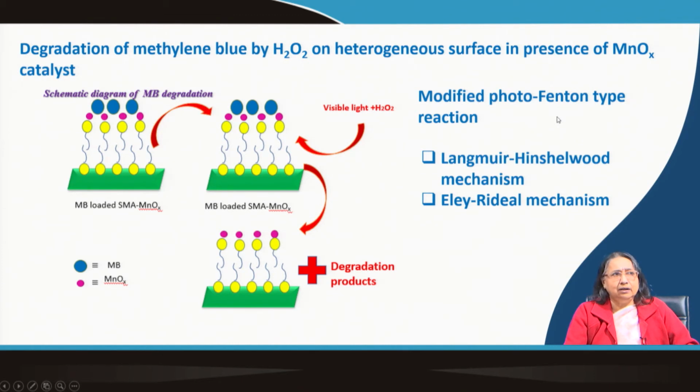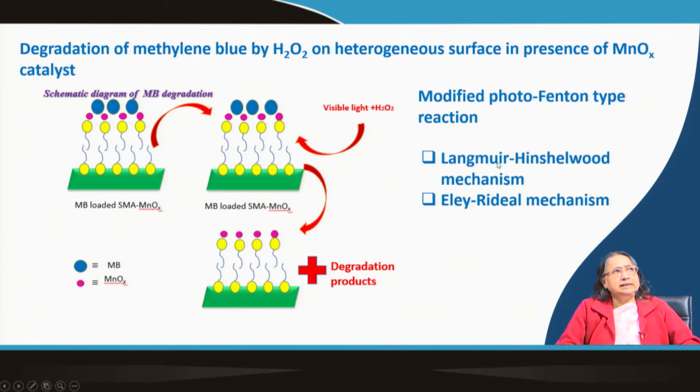Because in Fenton it is Fe2 plus and H2O2, but this is a modified Fenton: H2O2 is there, but another catalyst, MnO2, is used, and it is photo-Fenton because you are also using visible light. Now, this is also very important: there are two types of mechanism prescribed for this type of reaction. One is the Langmuir-Hinshelwood mechanism and another is the Eley-Rideal mechanism.